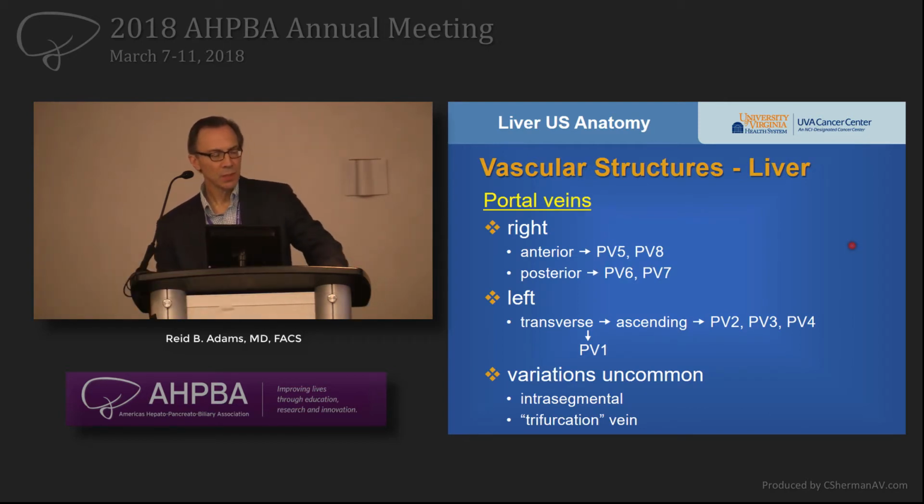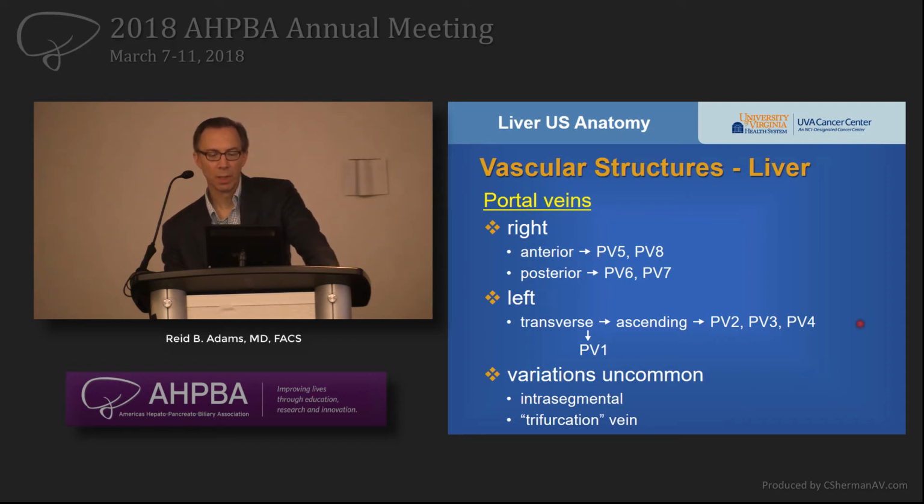So just a brief review, portal veins on the right, as we mentioned, the right anterior goes to segments 5 and 8. The posterior goes to segments 6 and 7. On the left, there's the transverse portion. The first branch off the left goes posteriorly, and that goes to segment 1. And then you have the ascending portion of the left portal vein that then gives branches to segments 2, 3, and 4. And again, variations for the portal vein are relatively uncommon.